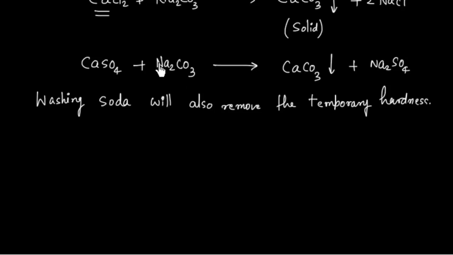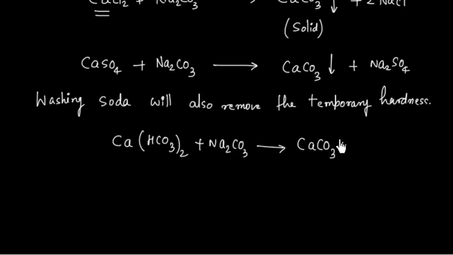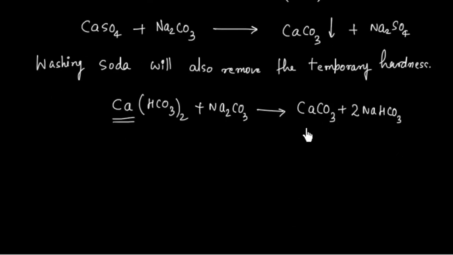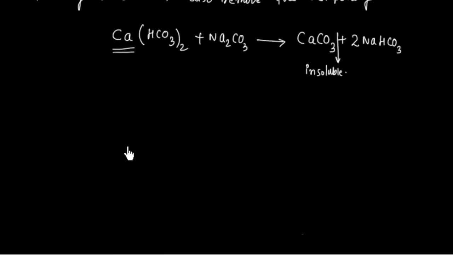So let us say water contains calcium bicarbonate, and if we add Na2CO3, it will form CaCO3 plus twice NaHCO3. So you see, we have removed Ca2+ because Ca2+ is forming a precipitate, an insoluble solid. So washing soda will remove permanent hardness as well as temporary hardness.